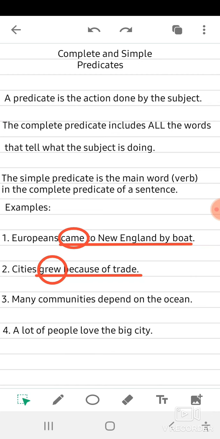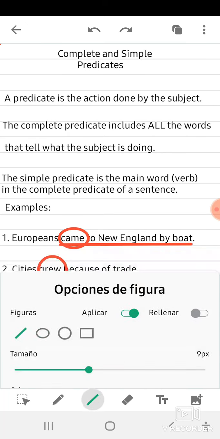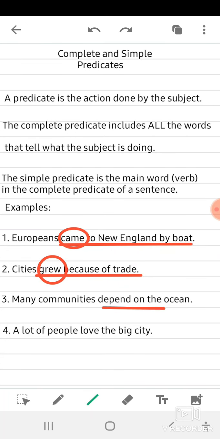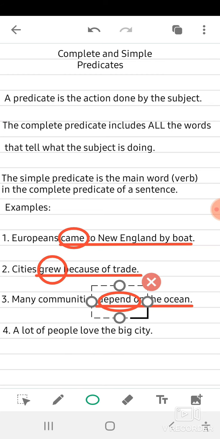Number 3. Many communities depend on the ocean. Who depends on the ocean? Many communities. What do communities do? They depend on the ocean. So the complete predicate in the sentence will be depend on the ocean. All right? Depend on the ocean. So, what is the main verb in the sentence or in the phrase? Of course, it is depend. So, depend is, like I said, the simple predicate. All right, let's do it. Depend. All right, it's already circled.